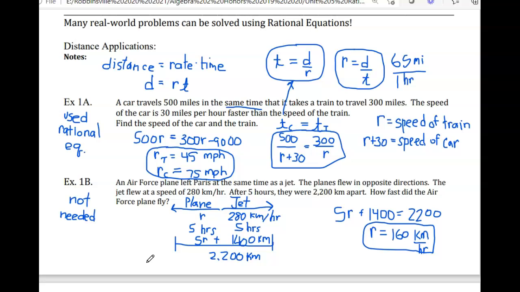Okay, so here's the work for that problem. And then the next type of problem we're going to do will require a rational equation each time. And those are called work problems.